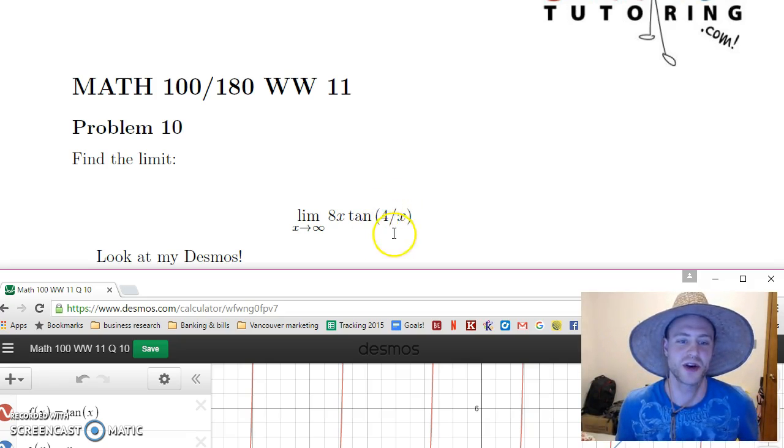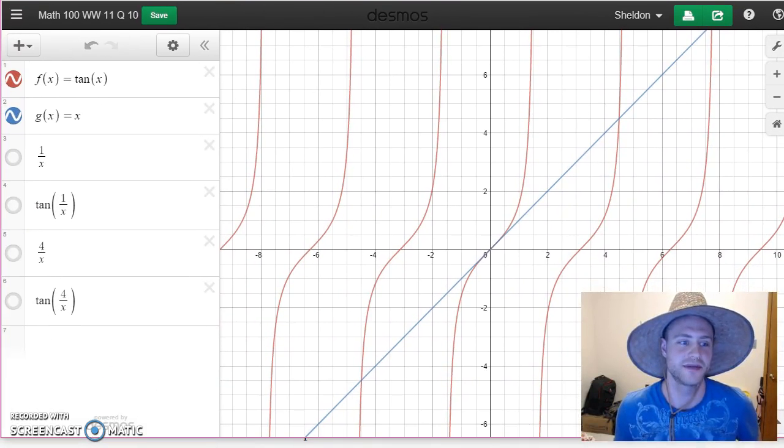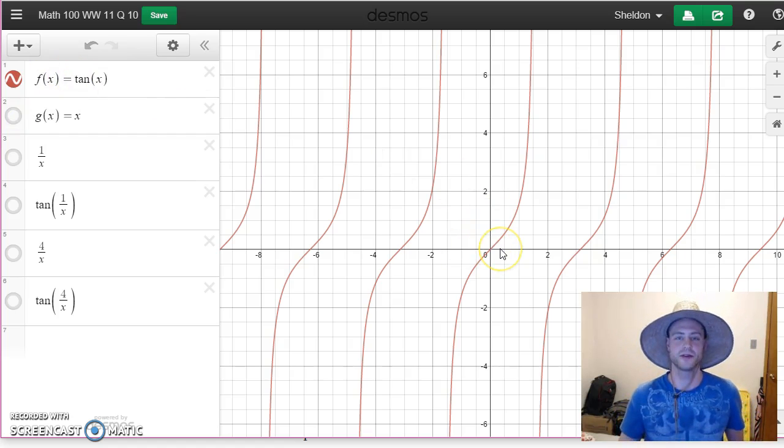So this thing is going to 0, and tan of 0 is, well, we can just look at the graph, although you should know this. Tan of 0, we can just look at the red graph. There's my tan drawn. Tan of 0 is 0. Okay?